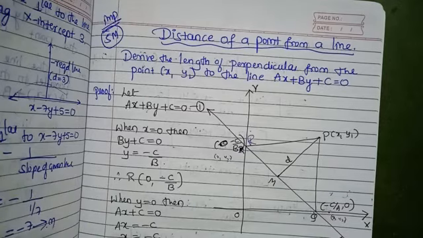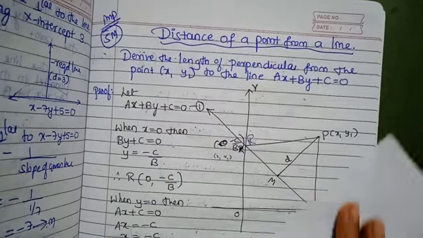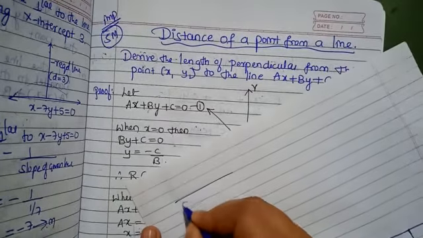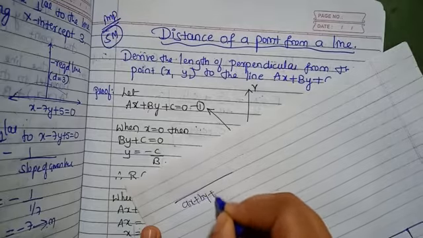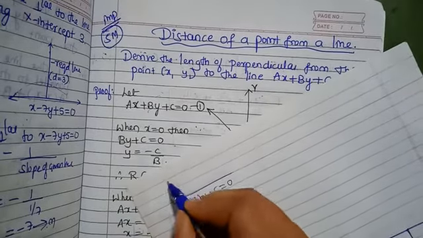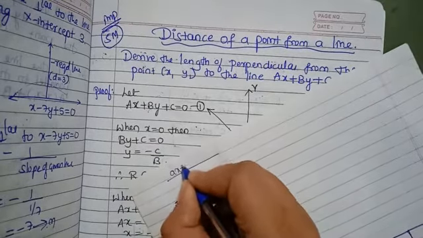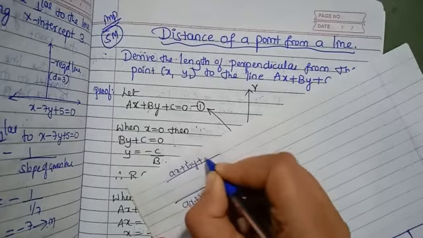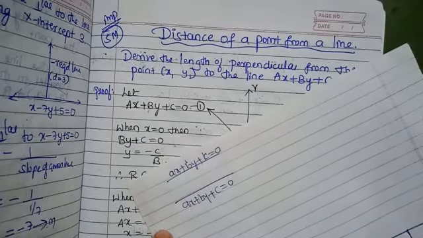Hello everyone, welcome back. In the last class, we came across how to find the equation of lines which are parallel and perpendicular to the given line without using slope. We know that if the given line is ax plus by plus c is equal to 0, then its parallel line is given by ax plus by plus k is equal to 0.